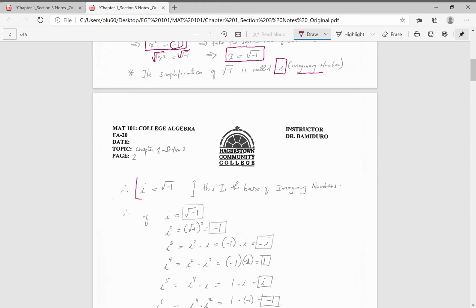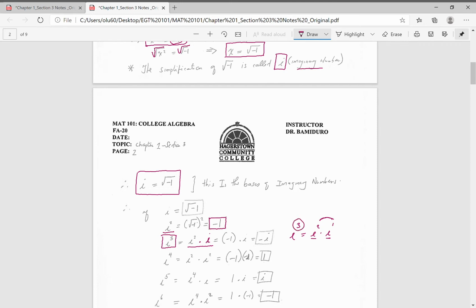Now, our I, since we know it to be the square root of negative 1, if you square that I, you're going to get negative 1. If you raise it to the power of 3, you could just break its components down into I squared times I. So remember that I to the 3rd equals I squared times I to the 1. Since the bases are the same, you can add the exponents. And if you add the exponents, 2 plus 1, it gives us 3.